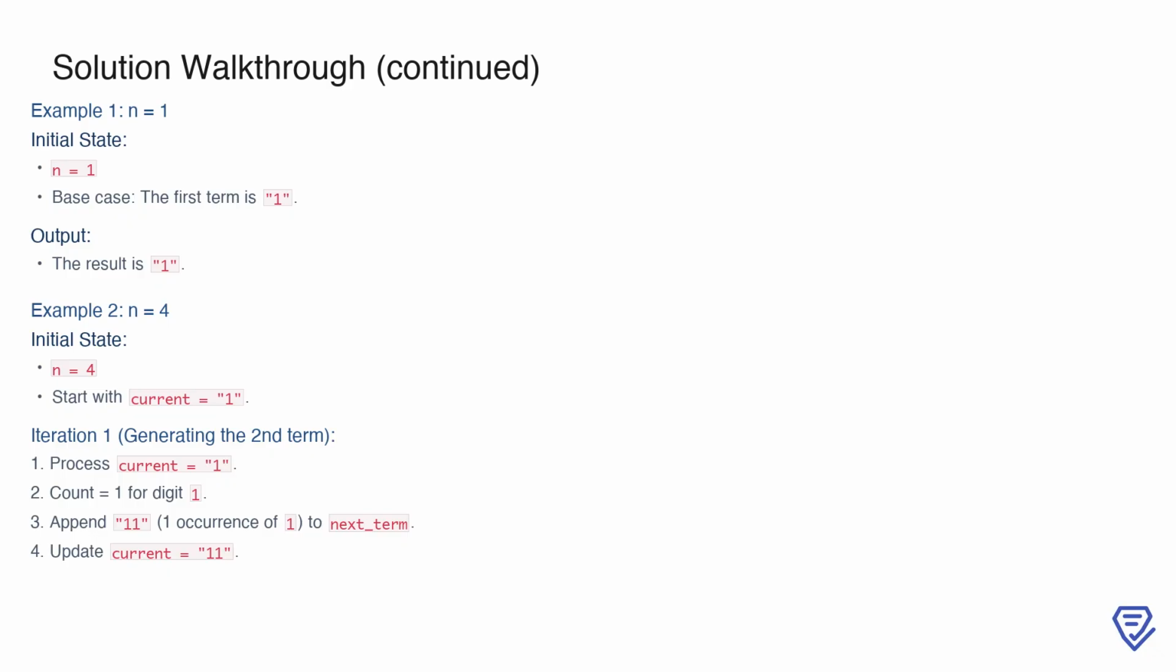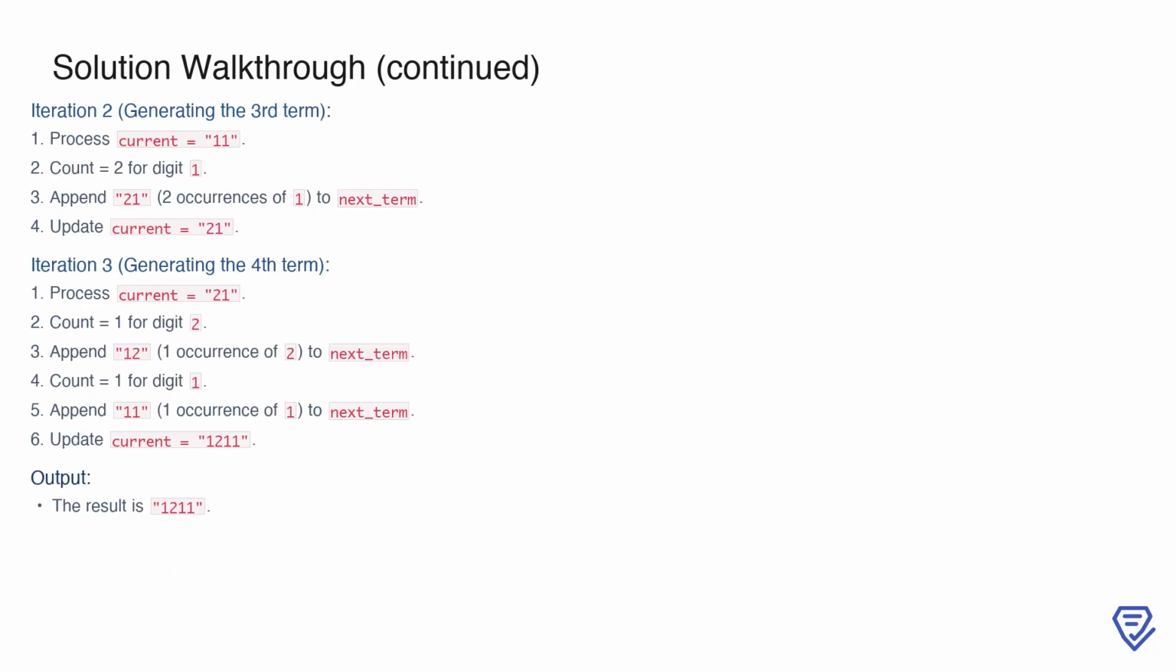Now, let's look at n equals 4, where we start with 1 and generate terms iteratively. First, for the second term, we process the string 1. There's one occurrence of the digit 1, so we append 11 to form the next term. This updates the current string to 11, marking the end of the first iteration. This iterative process will continue to transform the string as we move towards the fourth term.